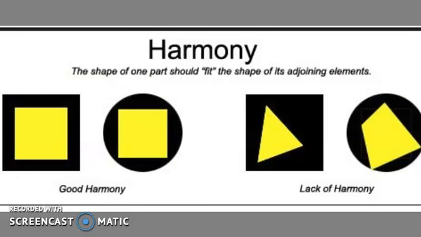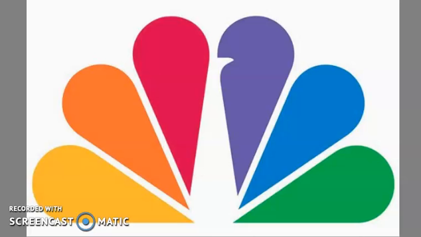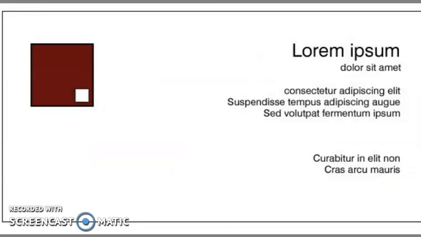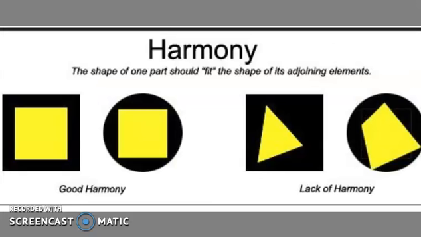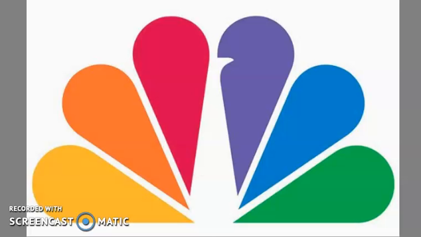In this image, we can see an example of good and bad harmony with simple shapes. This previous image shows how proximity can take a jumbled and confusing mess and turn it into something neat and professional. Lastly, we see the logo for NBC, which is a great example of unity.